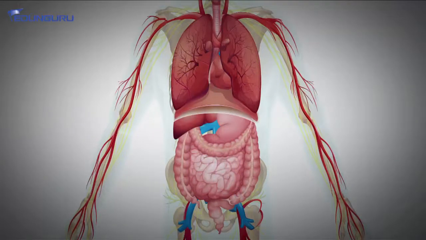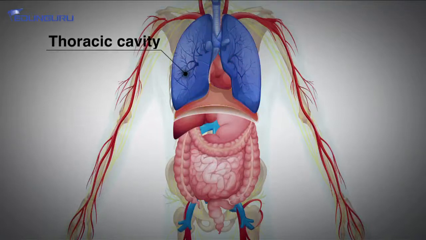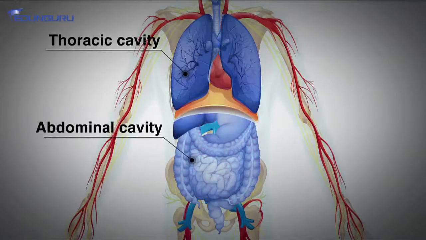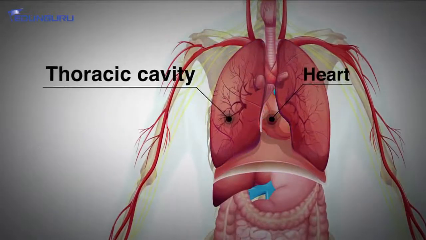And most importantly, you should not forget the muscular separation between the thoracic cavity and the abdominal cavity. We call it the diaphragm. The diaphragm is the muscular separation which divides my thoracic cavity, and below the diaphragm is my abdominal cavity. Our heart is located in the thoracic cavity, slightly towards the left side. So this is what we needed to know about the human heart in brief.